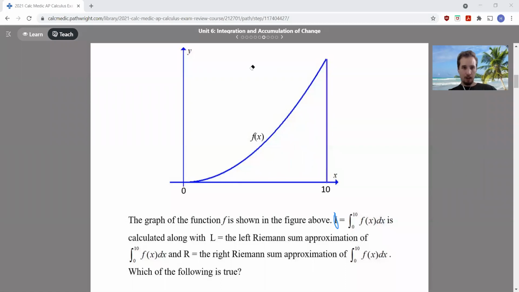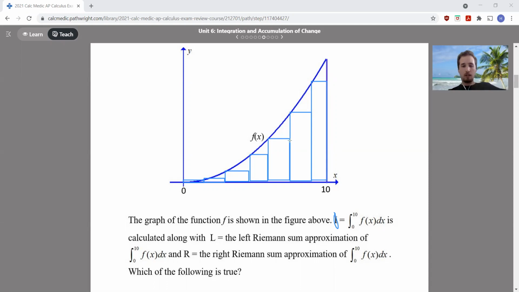But let's take a look at L. So for L, we're going to get basically a non-existent rectangle here. Just imagine this has a width of 0. And we just keep on making rectangles. This is just an example. So you should notice that we're missing a lot of space with L, the left approximation Riemann sum. And that's because this function's increasing.